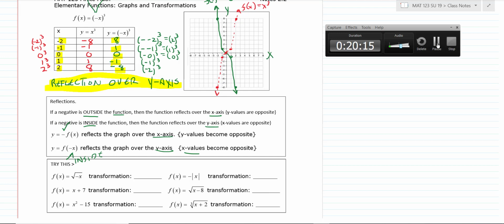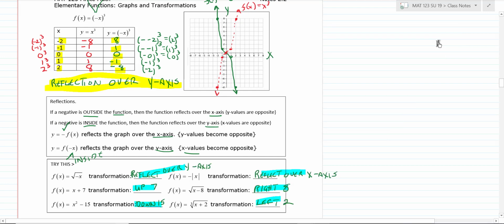So pause, and check to see if you got these right. This one is reflecting over the y-axis. That's because the negative is inside and x becomes opposite. Anytime x becomes opposite, you're moving this way, over the y-axis. This one, the negative's outside, so the y values change. That means the y's change from here to there. They reflect, or move, over the x-axis.